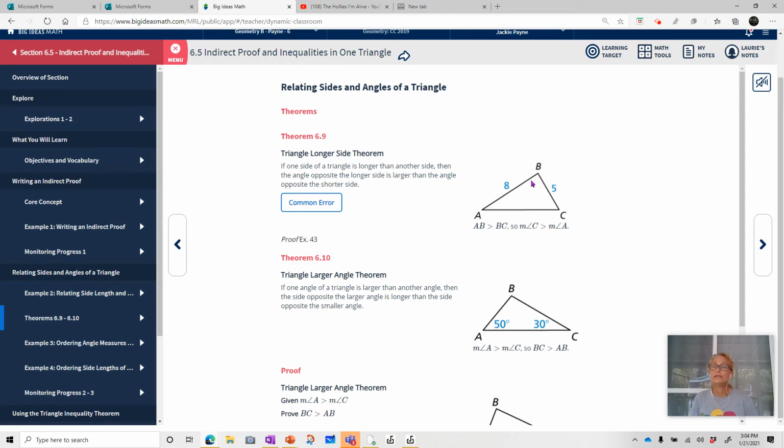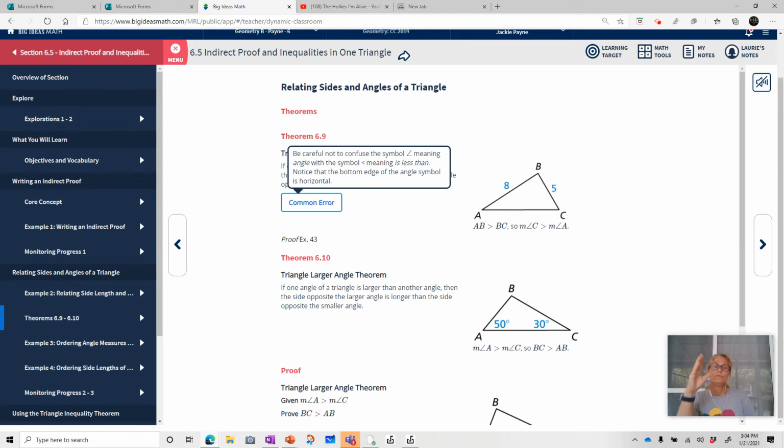See how 8 is bigger than 5? Then that means the angle opposite, which is angle C, is going to be larger than angle A, which is across from the 5. And that's the conclusion. There is one common error here. Be sure that you don't confuse the symbol for angle with the symbol for less than. So be very careful with the notation here.